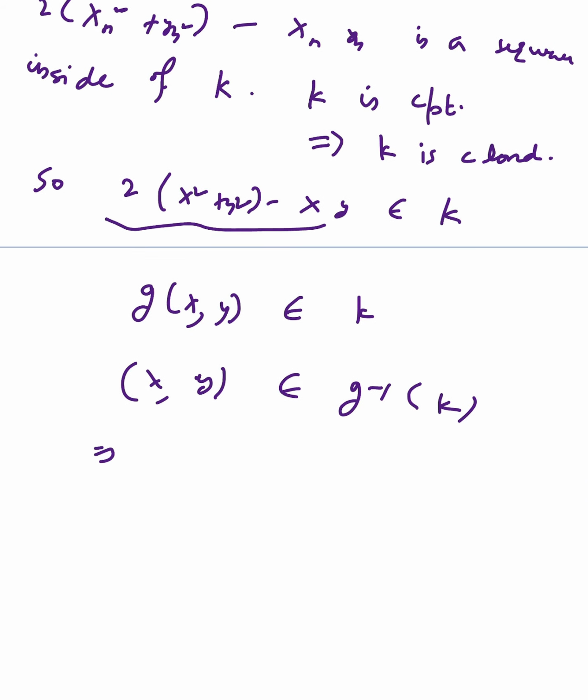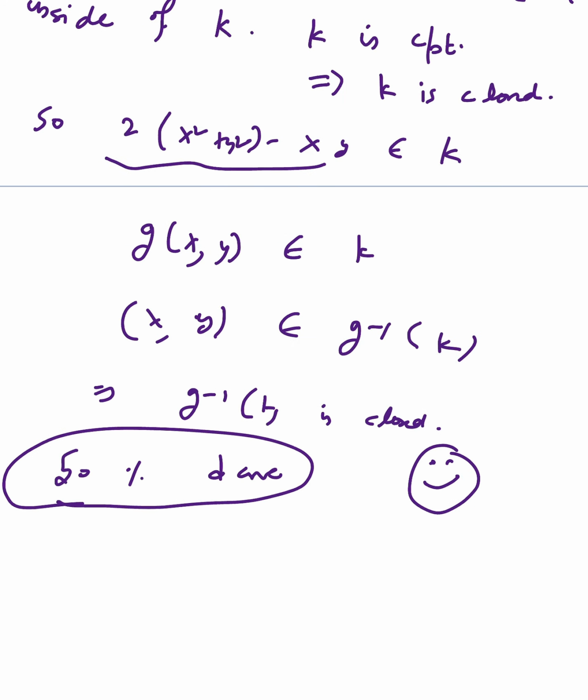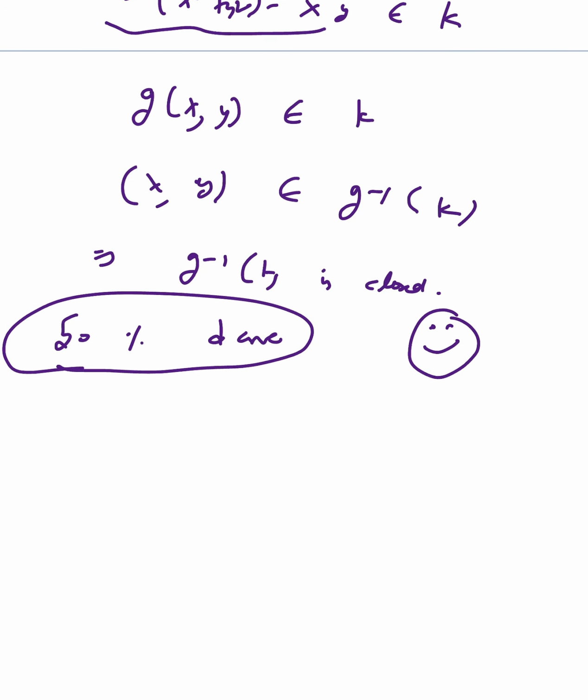So g inverse K is closed. So we're about 50% done. Now, if we could show that g inverse K is bounded as well, then we'll be done, 100%. So let's do that. So here I claim that g inverse K is bounded.